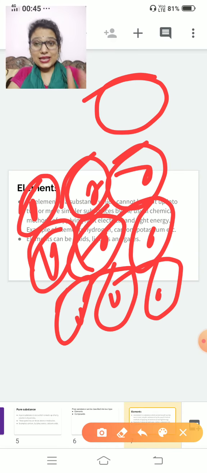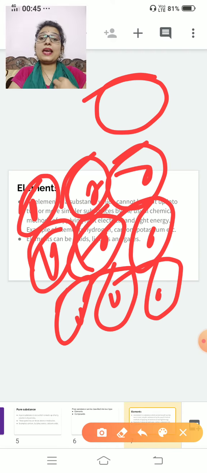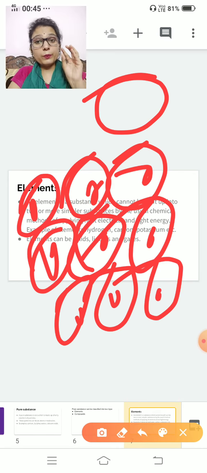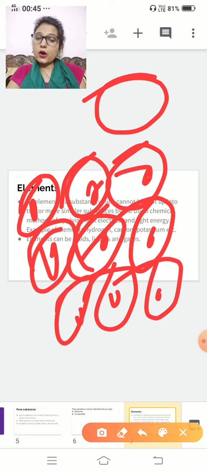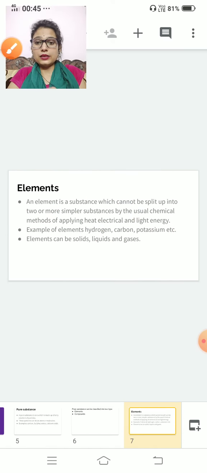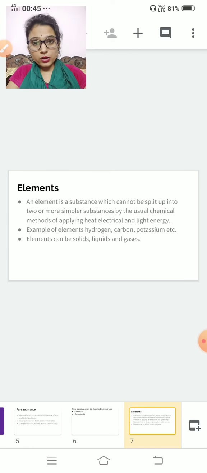If I apply any chemical method, if I apply heat or electrical energy, what will happen? This will break, but it will break into only oxygen particles or oxygen atoms. It will not give you some other element or some other substance. So, in simple language, an element is a substance which cannot be split into simpler units by any method. Clear? Examples: hydrogen, oxygen, carbon, silicon, they are all examples of elements.